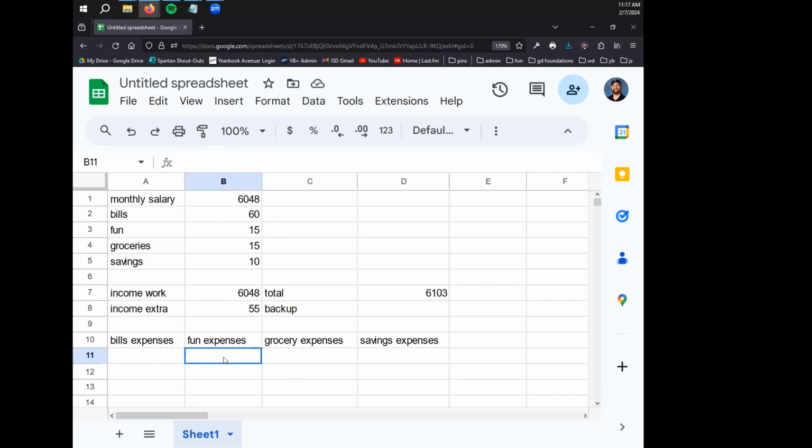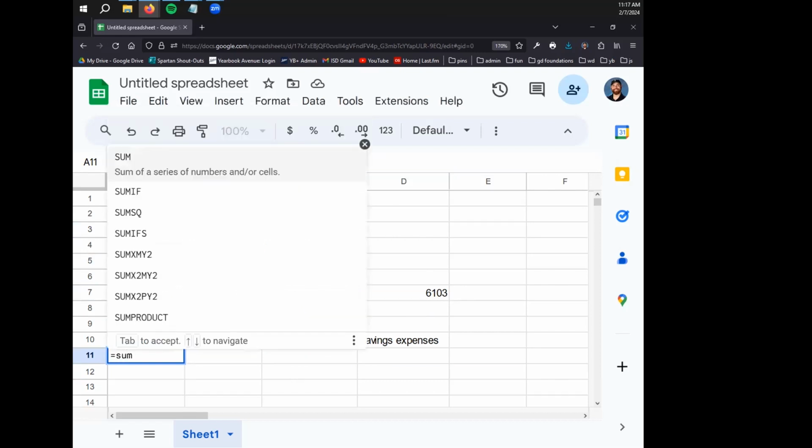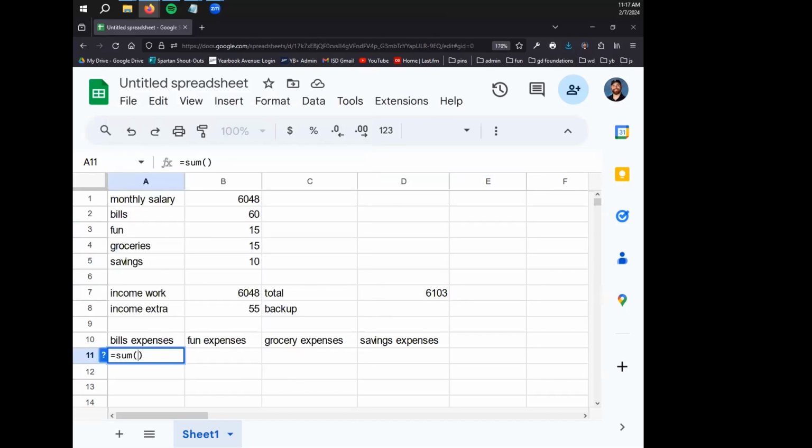These four sections right here on this row 11 are going to be where we can see how much we can spend of this 6103 every month. Now to do this, it's more sum functions. So equals sum, I'm going to go lowercase this time. And I'm going to do the cell that has my total money, which is 6103, that is D7. If I click right here, you can also just click on them directly. You don't have to type them in necessarily like this.